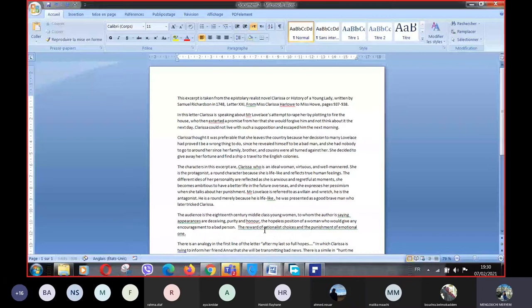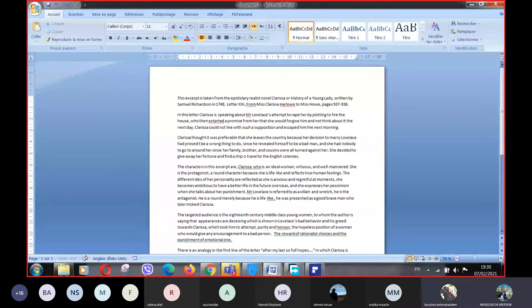So the audience that is addressed, or the targeted audience, is the 18th century middle class young women, to whom the author is saying that appearances are deceiving, which is shown in Lovelace's bad behavior and his greed towards Clarissa, which took him rape to oblige her to marry him.